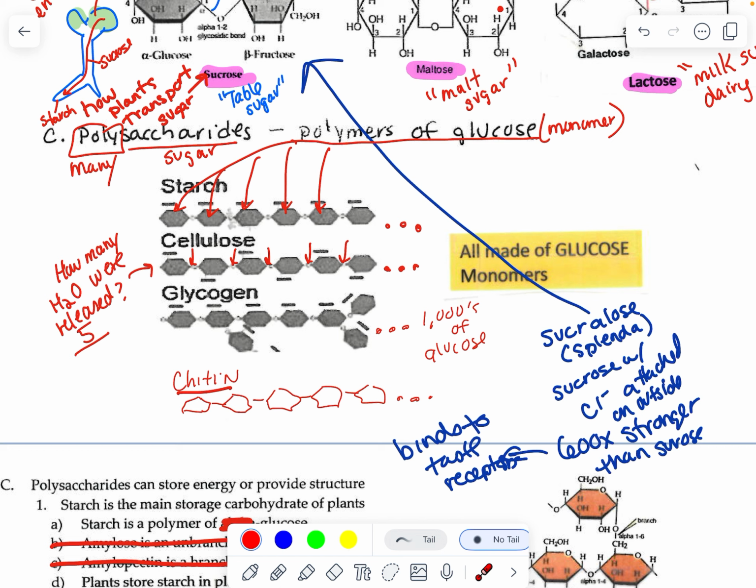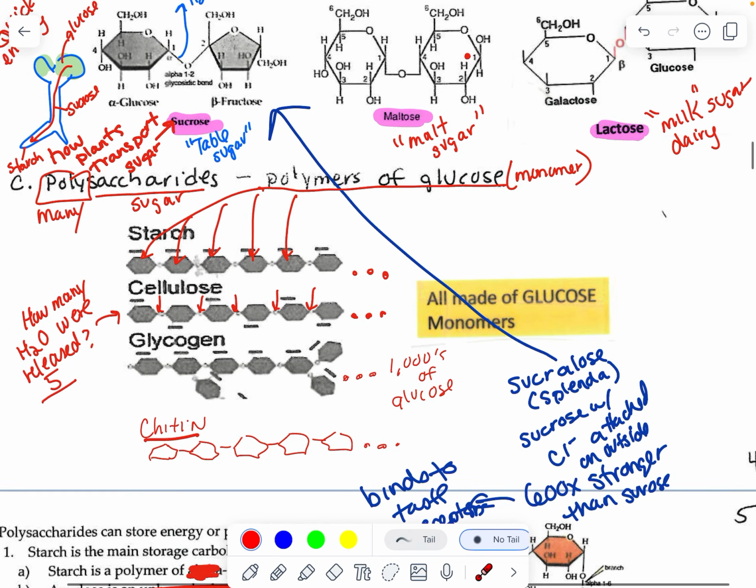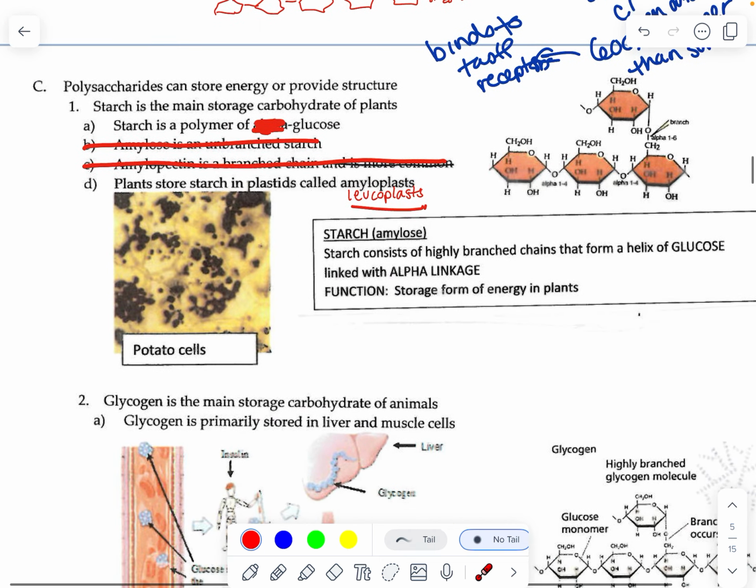It was intended to be an insecticide, but they figured out it could be an alternative to sugar, and it's 600 times stronger than sucrose because of the chlorine. It binds to your taste bud receptors a lot stronger, so that sensation of the taste of the sugar goes to your brain much, much faster. But anyway, I'm not going to quiz you on that. That's just an interesting tidbit.